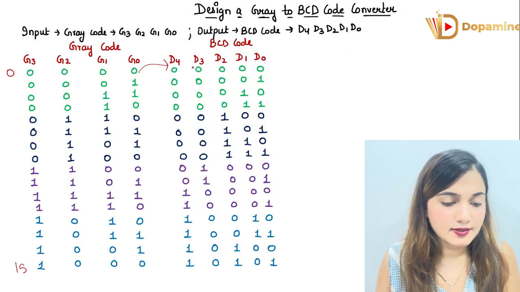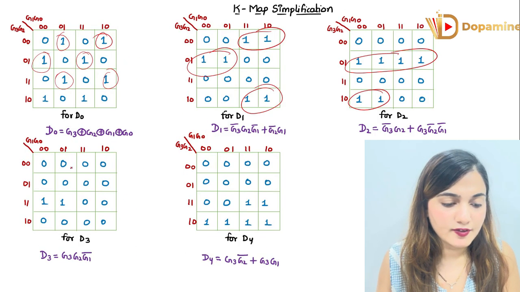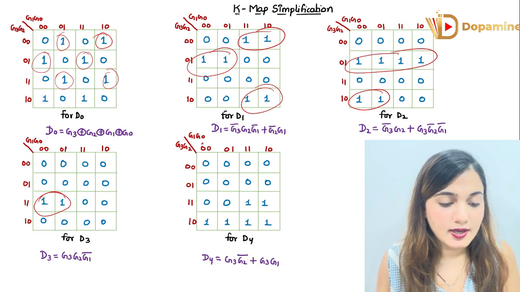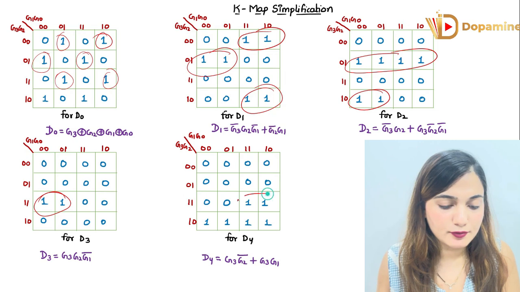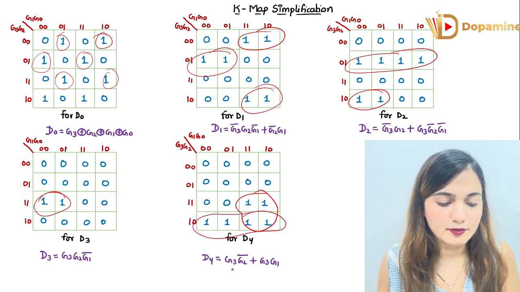Then for the third case, D3 is filled up with all of the values in the corresponding K-map. Here we'll be getting a pair only, which is represented as G3 G2 G1 bar. Then the last case, D4, we fill up all the values. Here you will be getting a quad, and here also you will be getting a quad. So D4 is G3 G2 bar plus G3 G1.